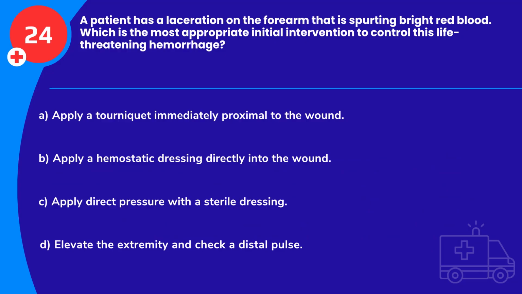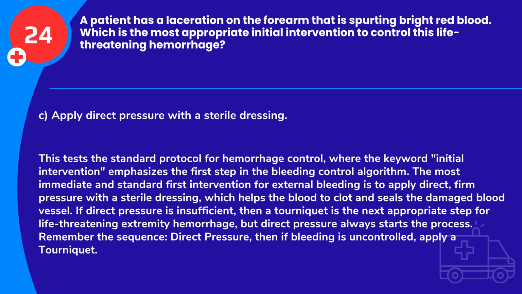Question 24. A patient has a laceration on the forearm that is spurting bright red blood. Which is the most appropriate initial intervention to control this life-threatening hemorrhage? A, Apply a tourniquet immediately proximal to the wound. B, Apply a hemostatic dressing directly into the wound. C, Apply direct pressure with a sterile dressing. D, Elevate the extremity and check a distal pulse. Answer: C. Apply direct pressure with a sterile dressing.